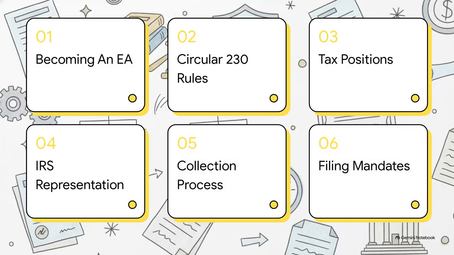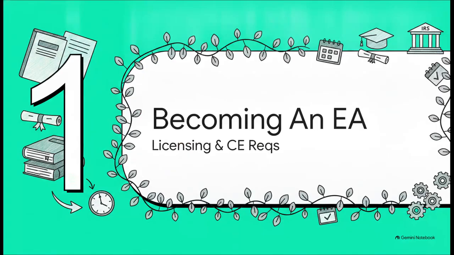We've got this broken down into 6 high-yield folders for you. We'll hit 1. Becoming an enrolled agent, 2. Circular 230 practice rules, 3. Tax positions and penalties, 4. IRS representation and forms, 5. The collection process, and finally 6. Filing and e-file mandates. Starting right off with Section 1, Becoming an Enrolled Agent, focusing on licensing and CE requirements.